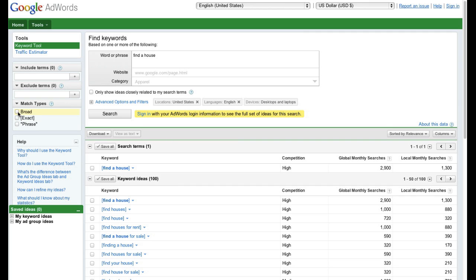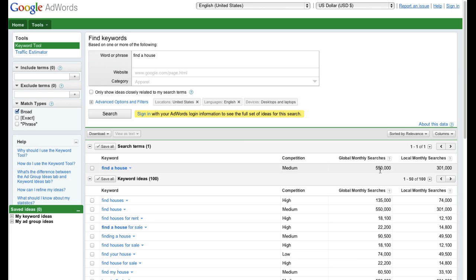Now, let's look at broad. So when we switch this to broad, well, now you'll see 550,000. And so this is where a lot of domain investors make the mistake of thinking, oh my goodness, if I rank #1 in Google, I'm going to get hundreds of thousands of visitors. You still may get a lot of visitors, but not hundreds of thousands. We're talking thousands, as in 2,000, not even 3,000.